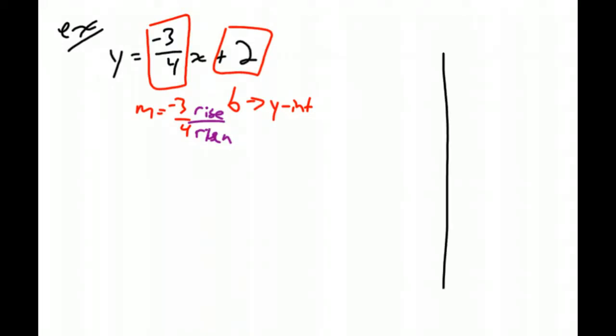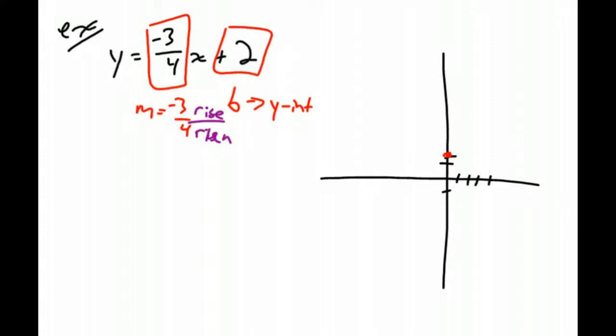If you want to graph this, the first thing you're going to put on your graph is your y-intercept. The y-intercept is positive 2. Ooh, that wasn't very good, but that's okay. You'll get the hang of it. So that's at 2. And then here's the thing, we have a negative rise, so we're going to go down 3 over 4. So I'll go down 1, 2, 3 over 1, 2, 3, 4.